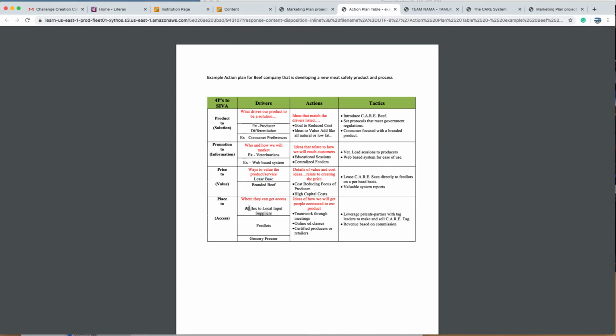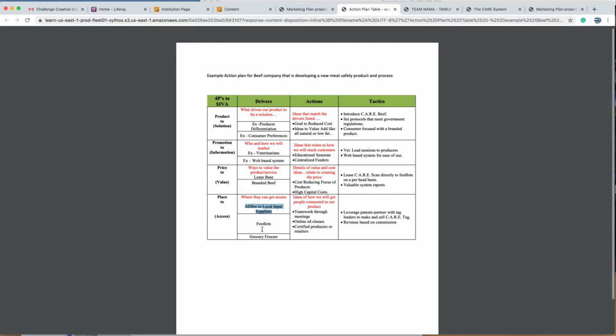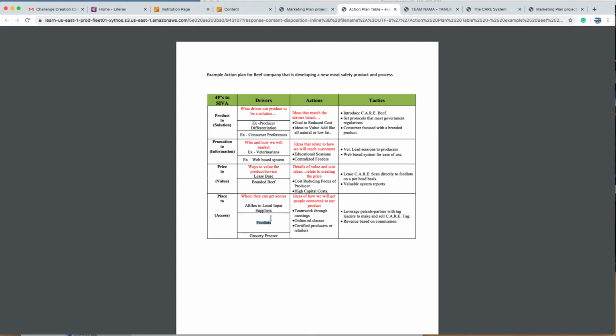Place, where do they get access? They get access from local suppliers, feedlots, and these are just examples of locations. A grocery store in the freezer case, maybe it's an online company. How are you going to get to the people? So those are our drivers. From those drivers, we start to build actions. These are ideas that match.